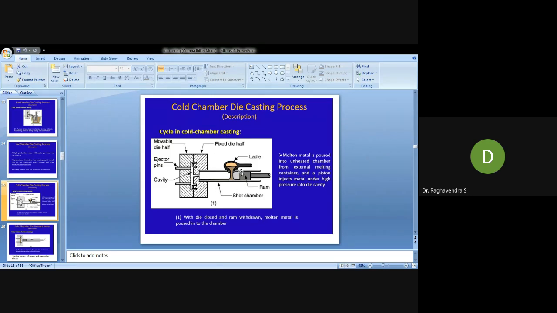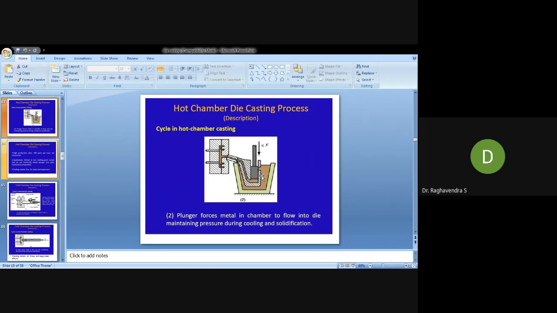It is excluded. Here the hot chamber concept is not there. Here they will bring the molten metal in a ladle or a bucket, a graphite ladle. They will come with the molten metal, pour it, and take it away, whereas in the hot chamber there is a furnace next to the mold.